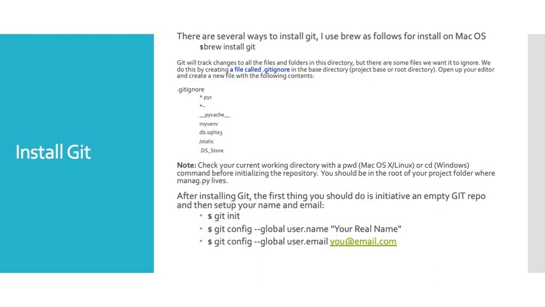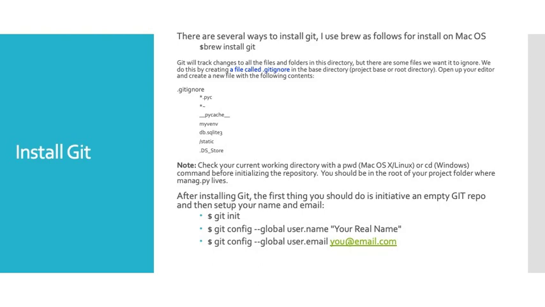So Git will track changes to all the files and folders in the given directory, but there are some files that you'd want to ignore, that you don't want in your Git repository under version control. So you can create a .gitignore file and simply put these words in that file to ignore those particular file types.